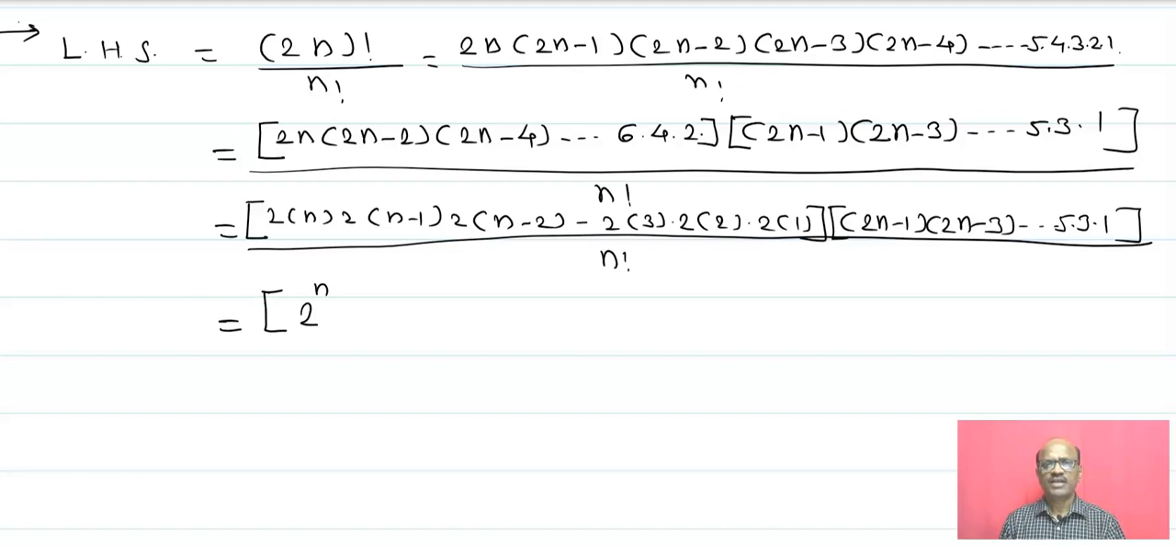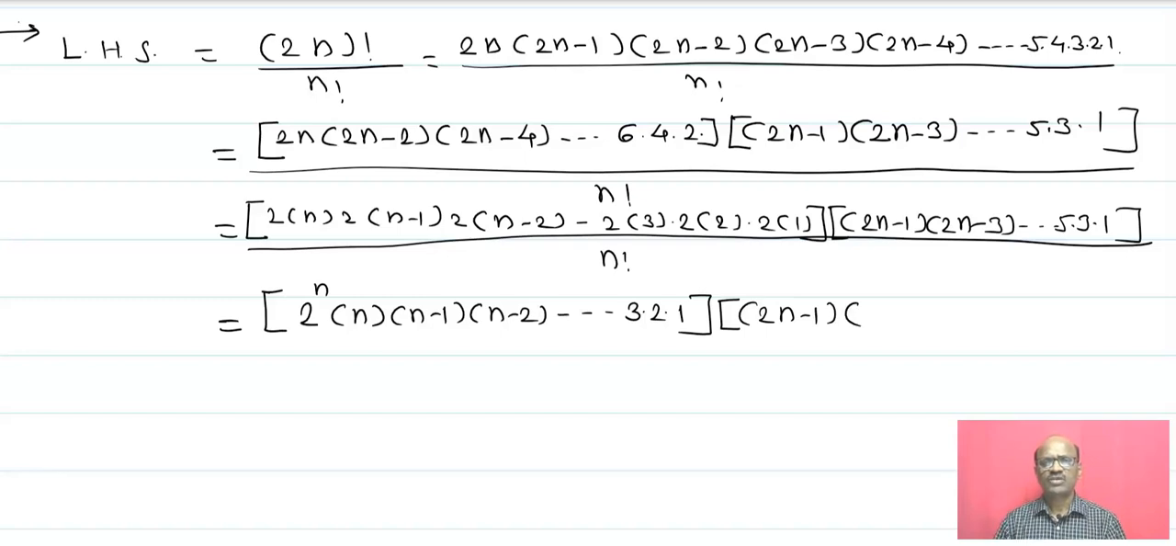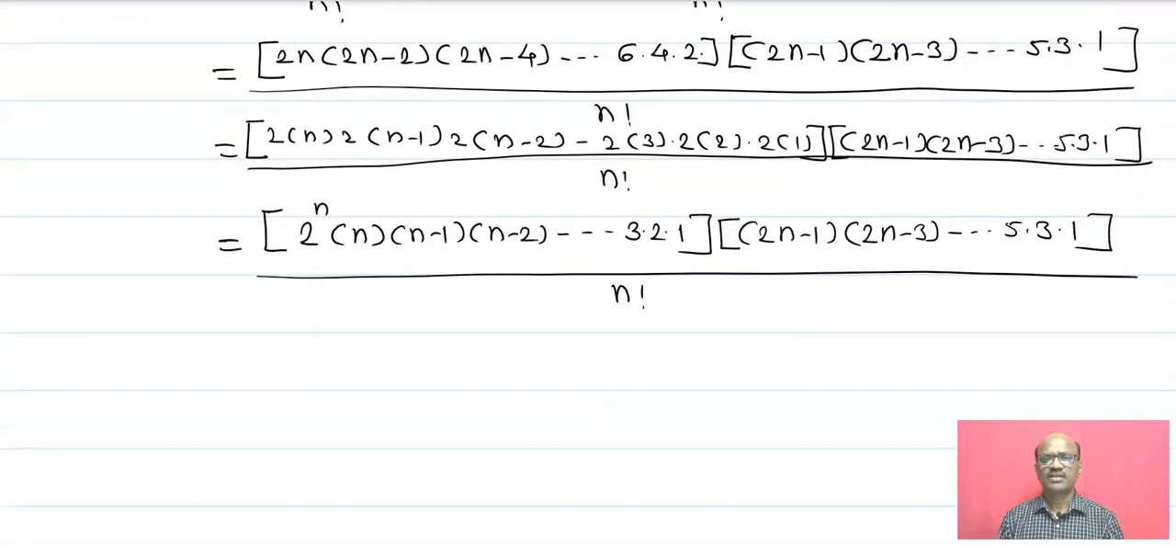Now to the numerator and the denominator, that is 2 raised to n, you will get n into (n minus 1) into (n minus 2) up to 3, 2, 1, bracket complete. And next, in the next bracket, (2n minus 1) into (2n minus 3) into 5, 3, 1, to the denominator n factorial, and these two terms get cancelled.